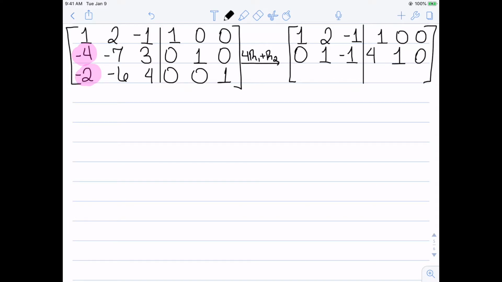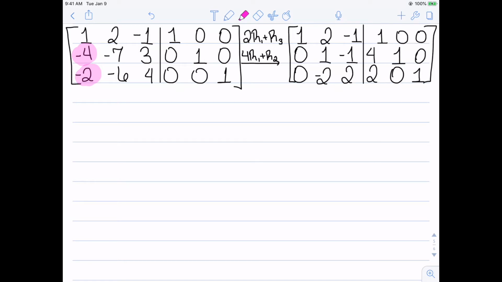I'm now going to move to my third row. For this one, I'm going to do 2 row 1 plus row 3. 2 times 1 is 2, minus 2 is 0. 2 times 2 is 4, minus 6 is negative 2. 2 times negative 1 is negative 2, plus 4 is 2. 2 times 1 is 2, plus 0 is 2. 2 times 0 is 0, plus 0 is 0. And then 2 times 0 is 0, plus 1 is 1.